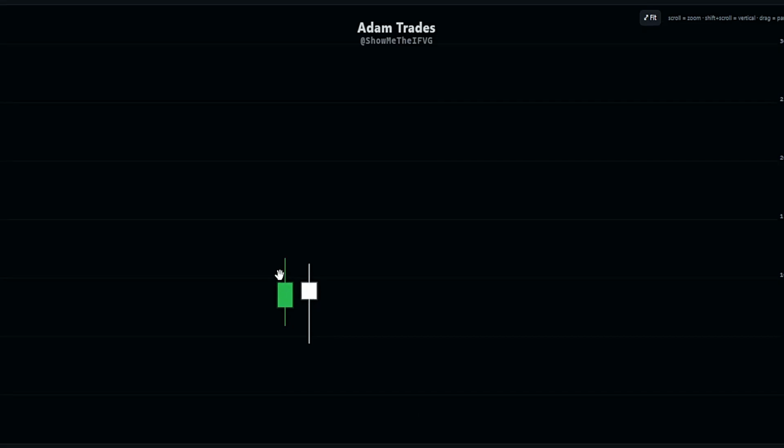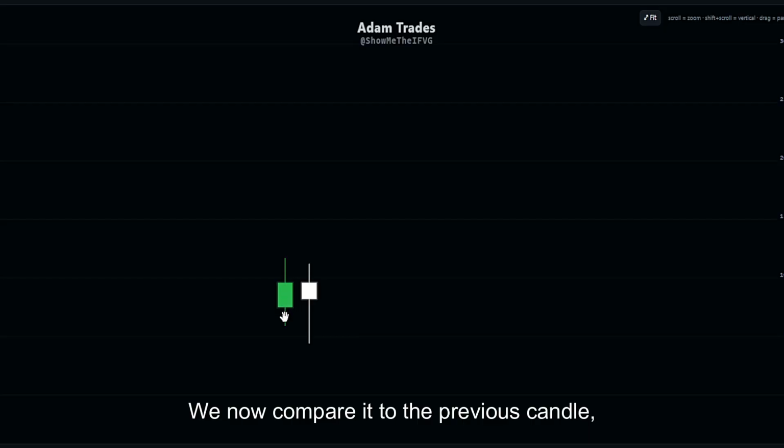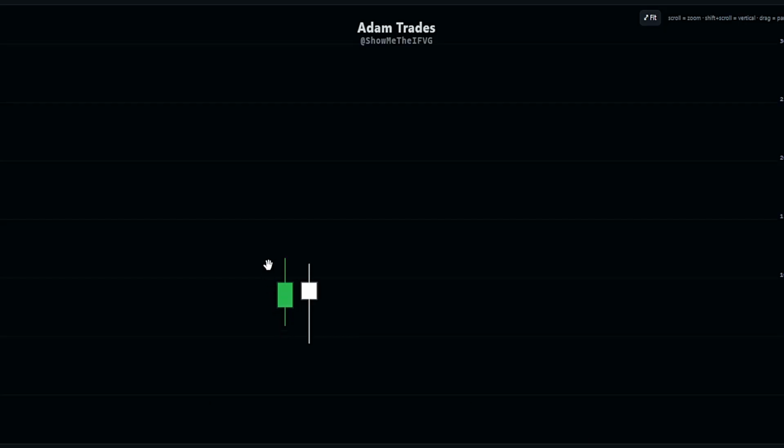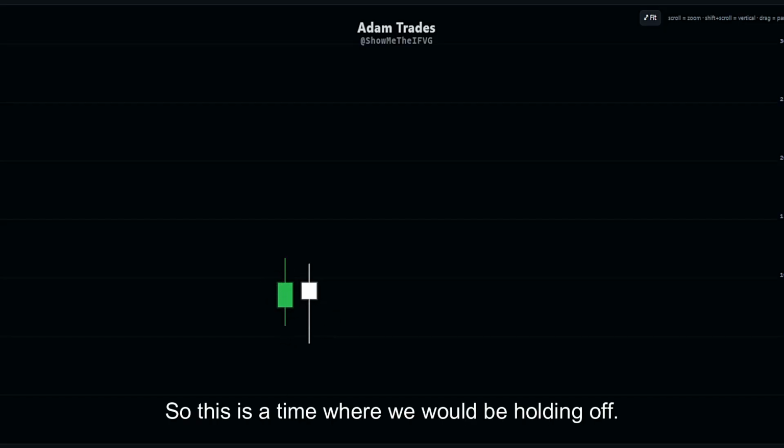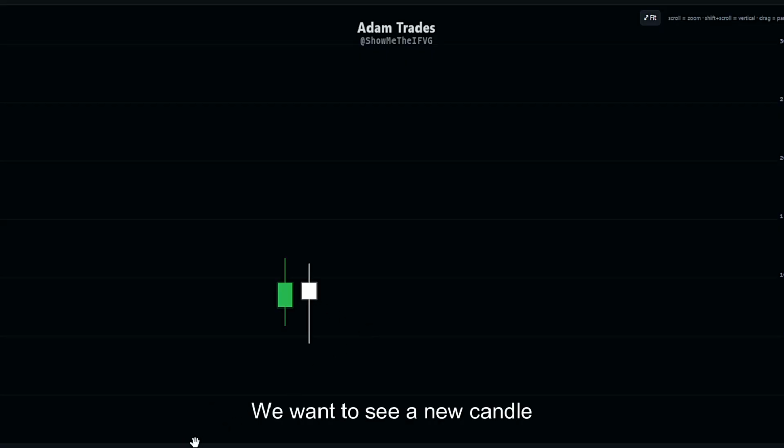Okay, we now compare it to the previous candle and we look at the low and the high of the previous candle. Did this candle close outside of the previous candle's high or low? It did not. It wicked it, and we certainly cleared the liquidity below it, but we then closed back within the range. All right. So this is a time where we would be holding off. We want to see a new candle.